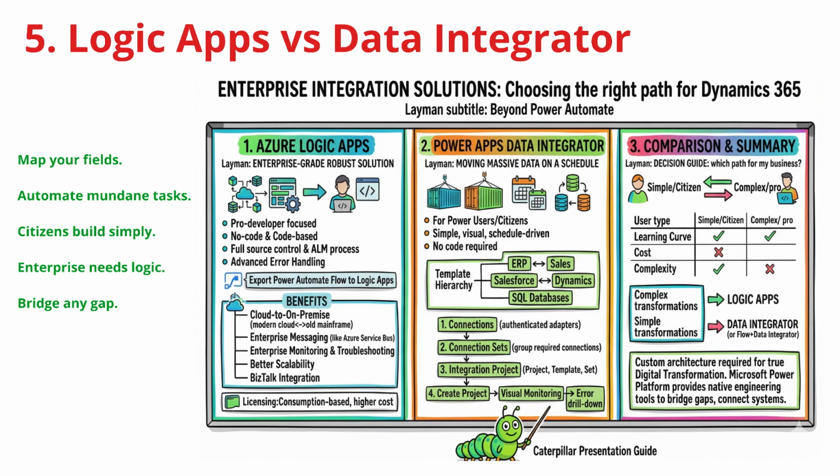It offers high-speed secure cargo networks, full source control, ALM support, and specialized benefits like connecting modern cloud services to old on-premise mainframes, albeit at a higher consumption-based operational cost. Finally, the Power Apps Data Integrator offers a visual, schedule-driven pipeline specifically built for point-to-point data movement between systems like Salesforce and Dynamics ERPs, perfect for citizen developers requiring no code. Your final decision comes down to complexity. Standard, simple scenarios work well in Data Integrator, while complex enterprise transformations require the heavy lifting of Azure Logic Apps.